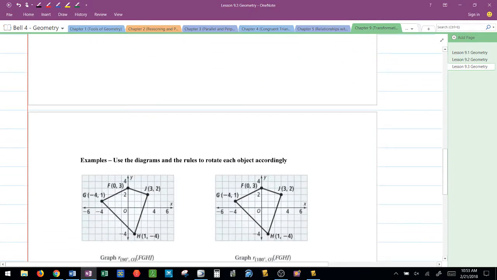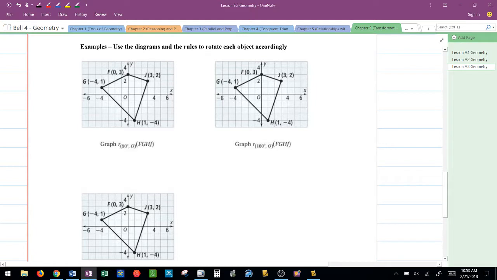So let's try a little bit of this. The first thing I'm going to do, this one says graph the rotation of 90 about the origin of this figure. I'm going to focus on the points. So I have F is at (0, 3). I have J at (3, 2). I have H at (1, negative 4). And I have G at (negative 4, 1). Now I'm going to perform a rotation of 90 degrees.